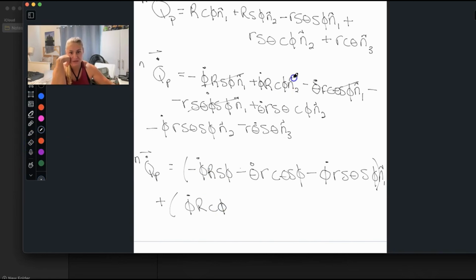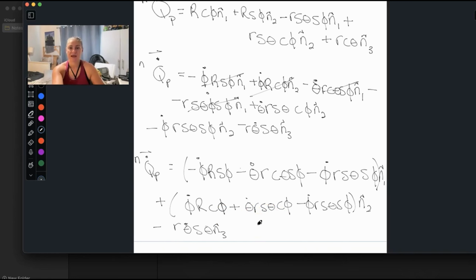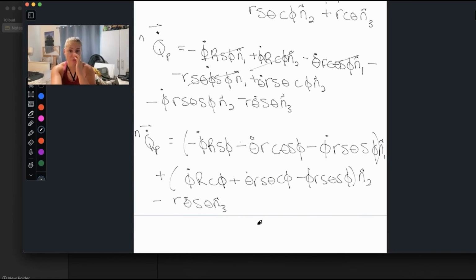Okay, that's the first n term, and then we have plus theta dot r sine theta cosine phi minus phi dot r sine theta sine phi. All of that is in the n2 direction. And then we have that last term, r theta dot sine theta n3. Okay, so we get the same answer as we did before.